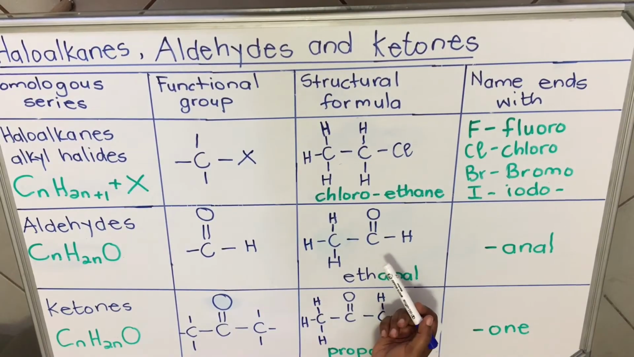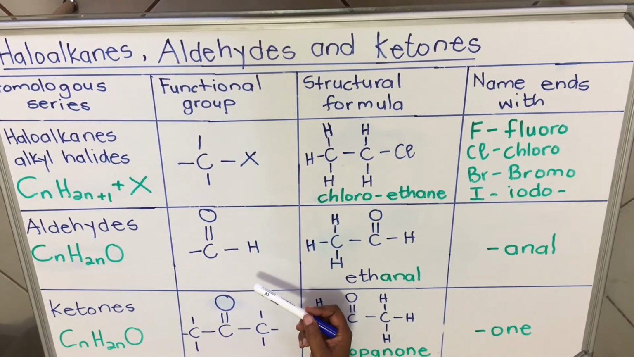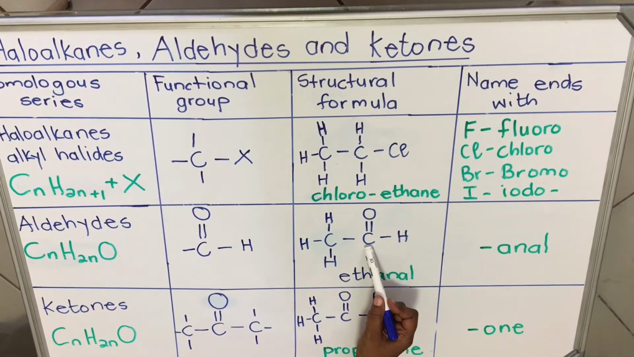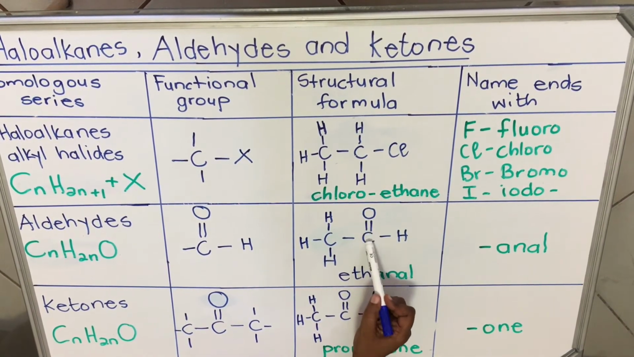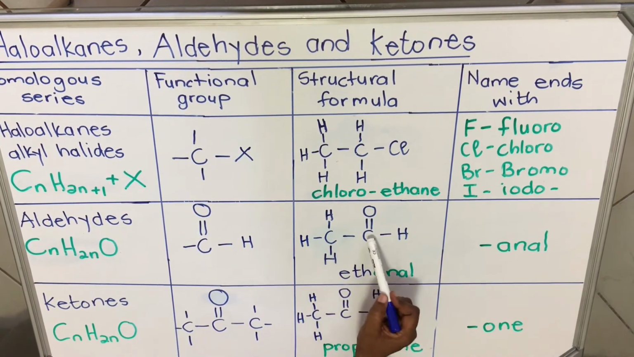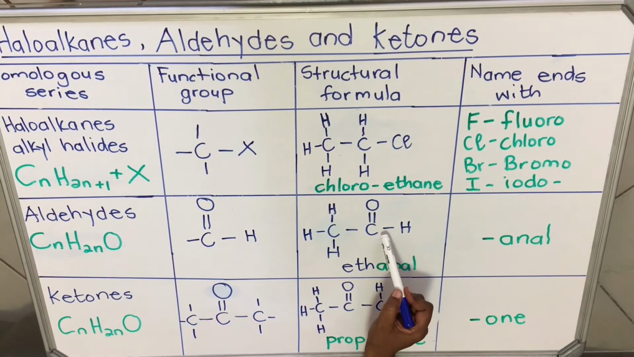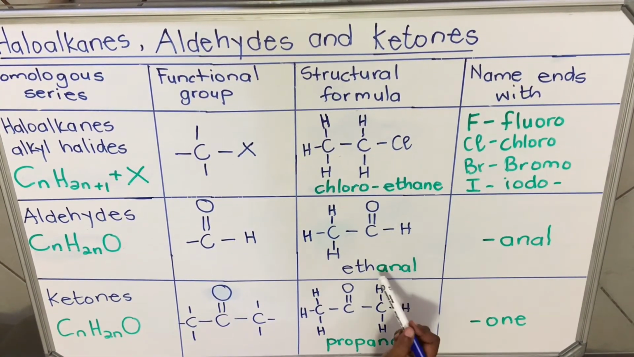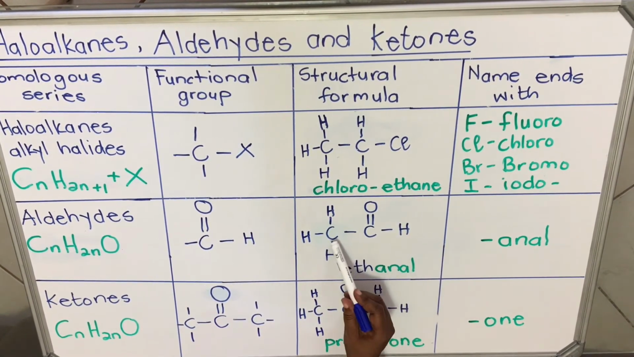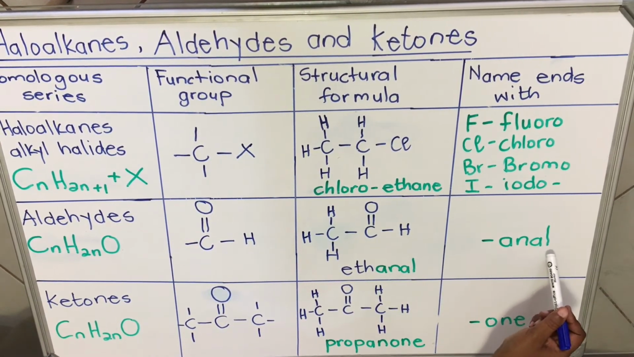So the structural formula: you remember this was the functional group, that part that makes it an aldehyde. So for an aldehyde, in the structural formula, you see this carbon that has a double bond with oxygen is bonded with another carbon on one side. On the other side it is bonded with hydrogen, not another carbon. So that will be an aldehyde. And then the last part of the name has anal. Because it's 2 carbons, ethanal. So the name ends with anal.